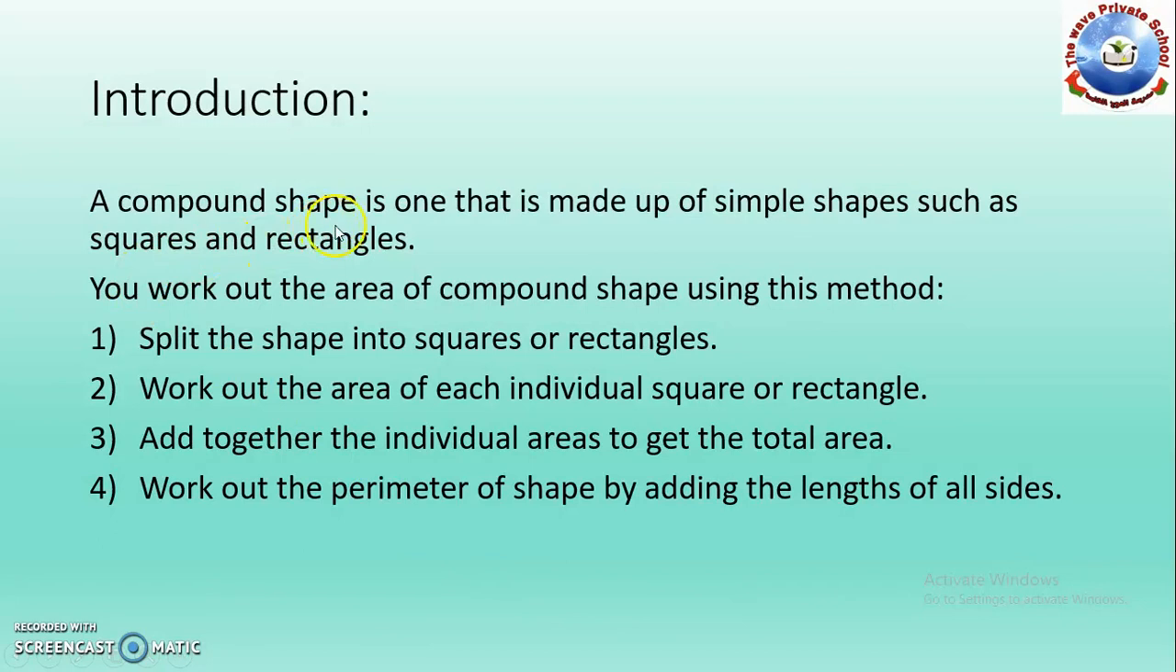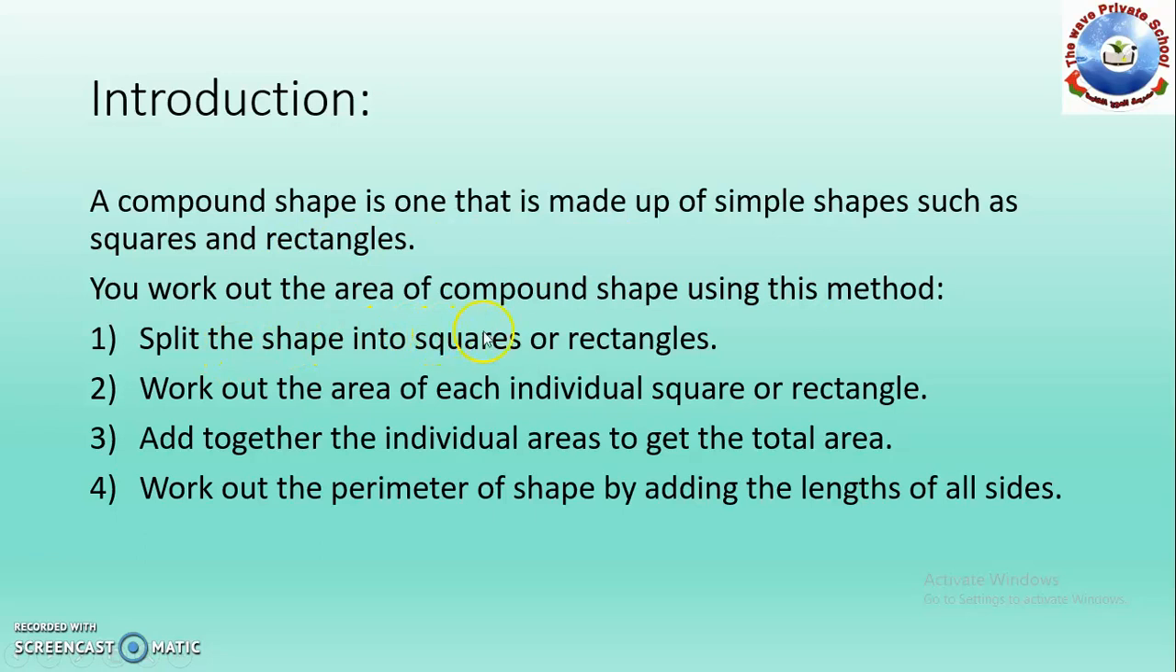A compound shape is one that is made up of simple shapes such as squares and rectangles. Squares and rectangles make a compound shape. You work out the area of a compound shape using this method. There are 4 steps if you have to find the area of a compound shape.